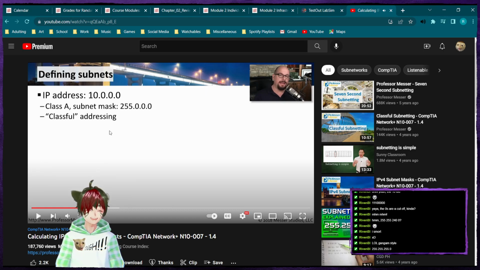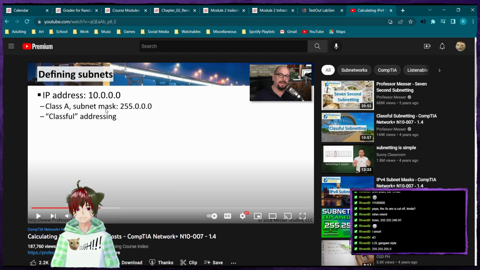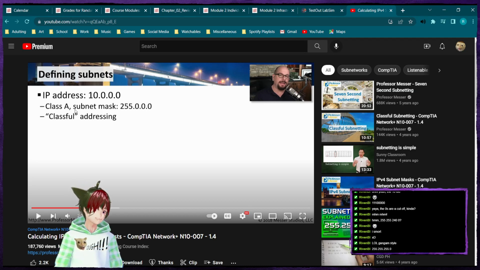Oh, yeah. This is the other thing, too. So, this is how you can tell what class an IP address is, just based off of the subnet mask. So, looking at the subnet mask of 255.255.255.0, I know that is a class Charlie.